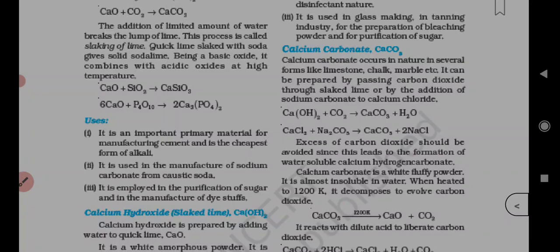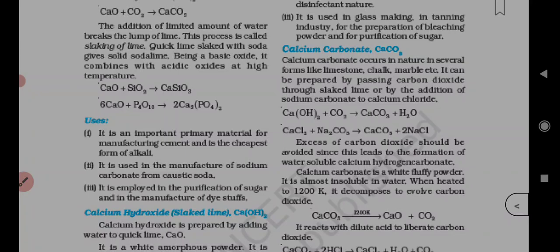When carbon dioxide is passed through lime water, it turns milky due to the formation of calcium carbonate. Calcium hydroxide with carbon dioxide gives calcium carbonate plus water, which is milky in color. So when you pass carbon dioxide in the slaked lime, it will form calcium carbonate and water.